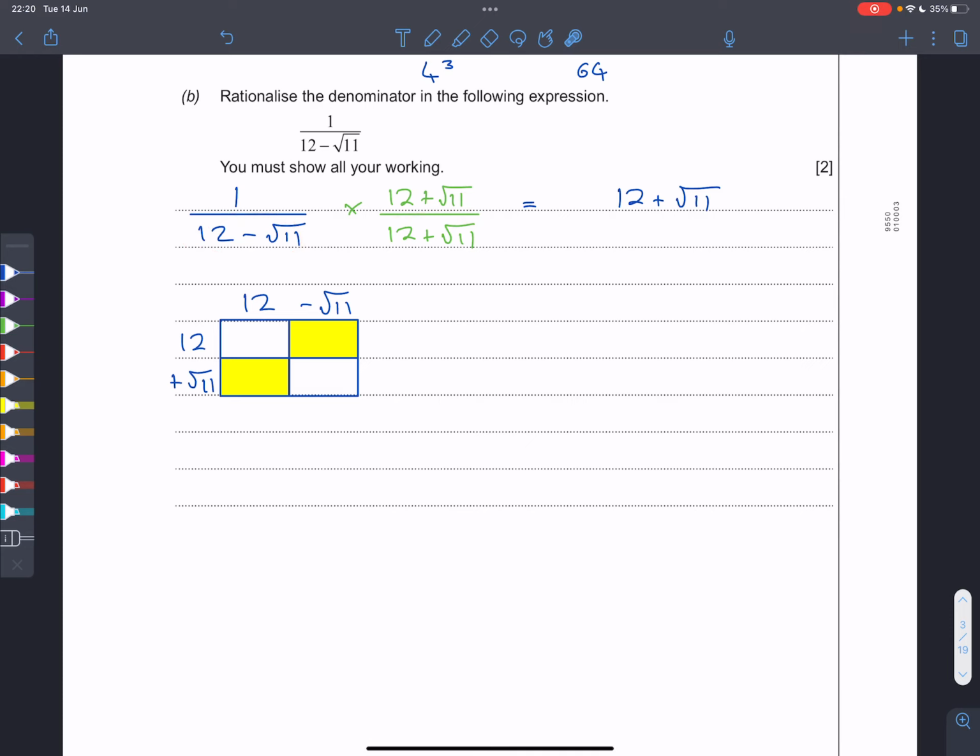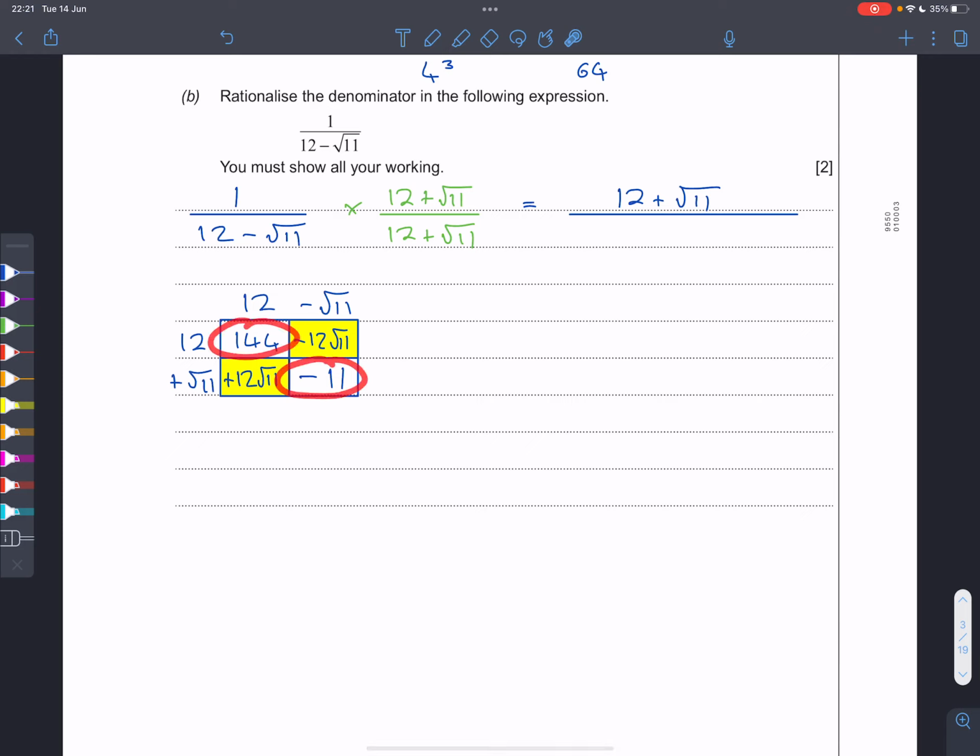So these two denominators multiply together. In my first box, I get 12 12s, which is 144. Then I've got 12 lots of negative 11, which is negative 12 root 11. Then root 11 times 12, which is plus 12 root 11. And then we have a positive multiplied by a negative, so overall negative. Root 11 times root 11 is 11.